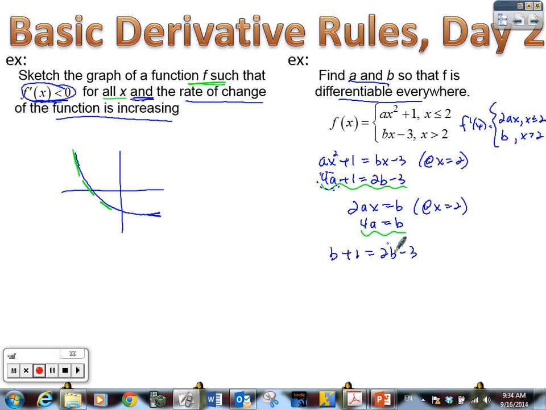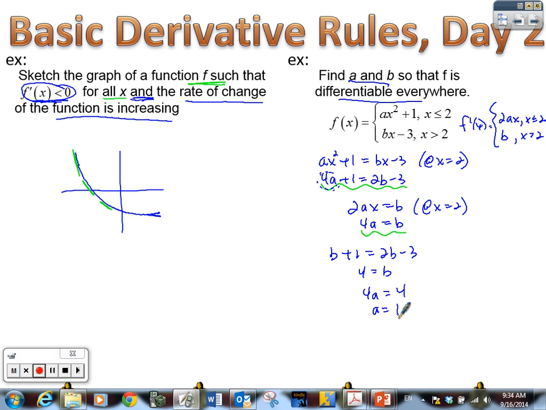So then I bring this b over and I get b, and I bring that over and I get 4. So I know b is 4. And so with that information, if b is 4, I can go back up to this expression. So 4a equals 4. So a is going to be 1.